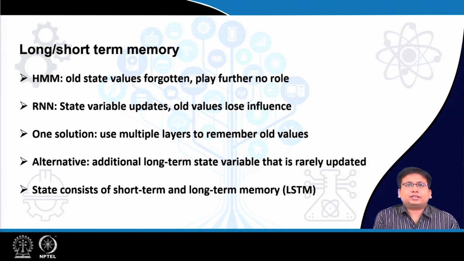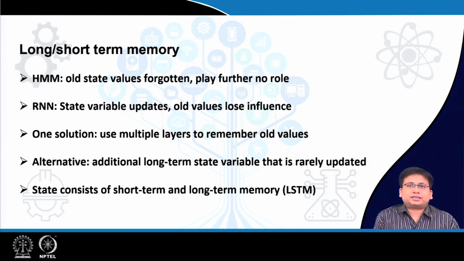That is one way to do it. The alternative is we can have a separate long term state variable that is rarely updated. So, unlike the usual state variable zt, which is updated on receipt of every input, we can have a long term memory also, which carries the values of the old variables, and it is not updated very frequently. Only when the network somehow decides that now it can forget the old values and focus on the new values only, then it can do that.